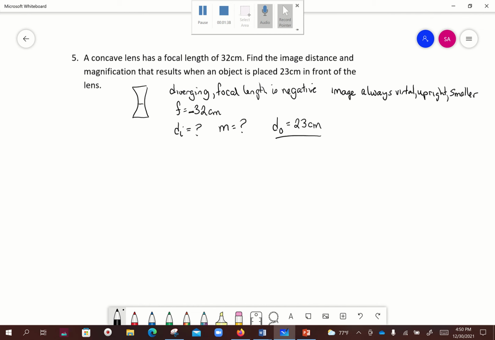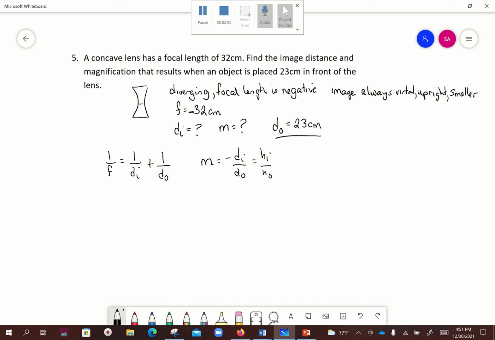All right, so I know focal length and I know DO. I want to find DI and M. So what are the two equations? Well, they're exactly the same equations that I had for mirrors. 1 over F equals 1 over DI plus 1 over DO. And the magnification is minus DI over DO, or equivalently HI over HO.